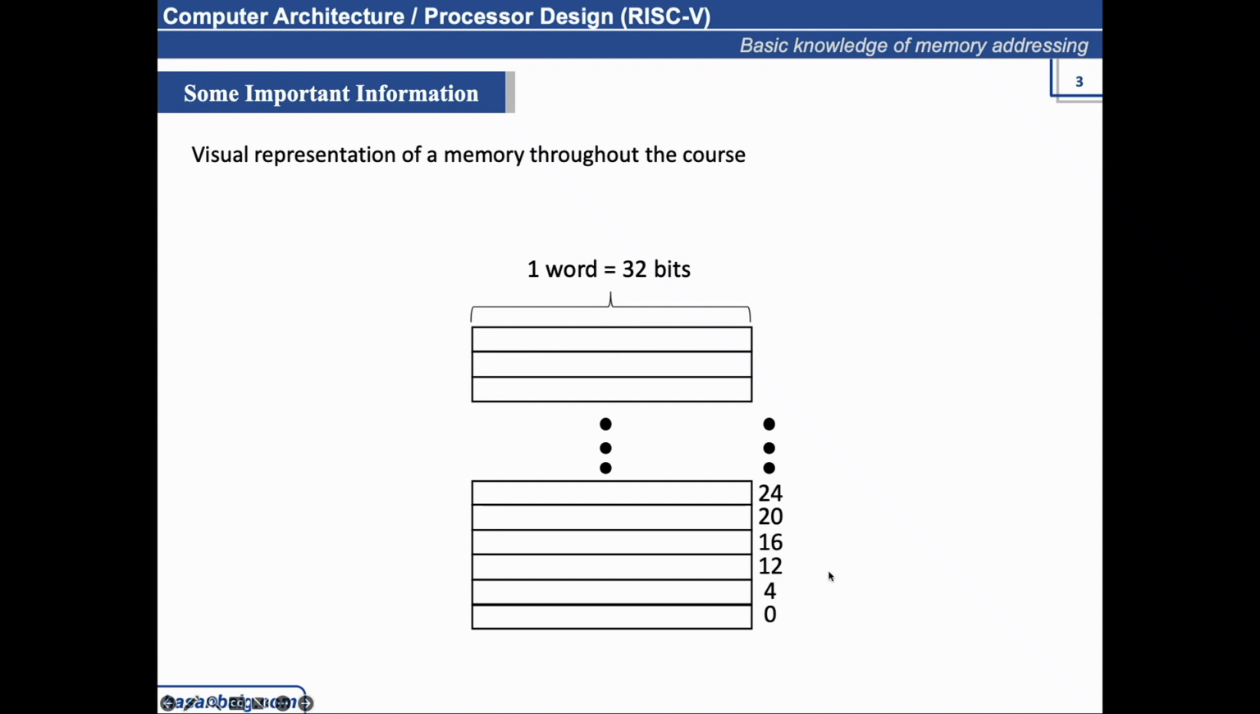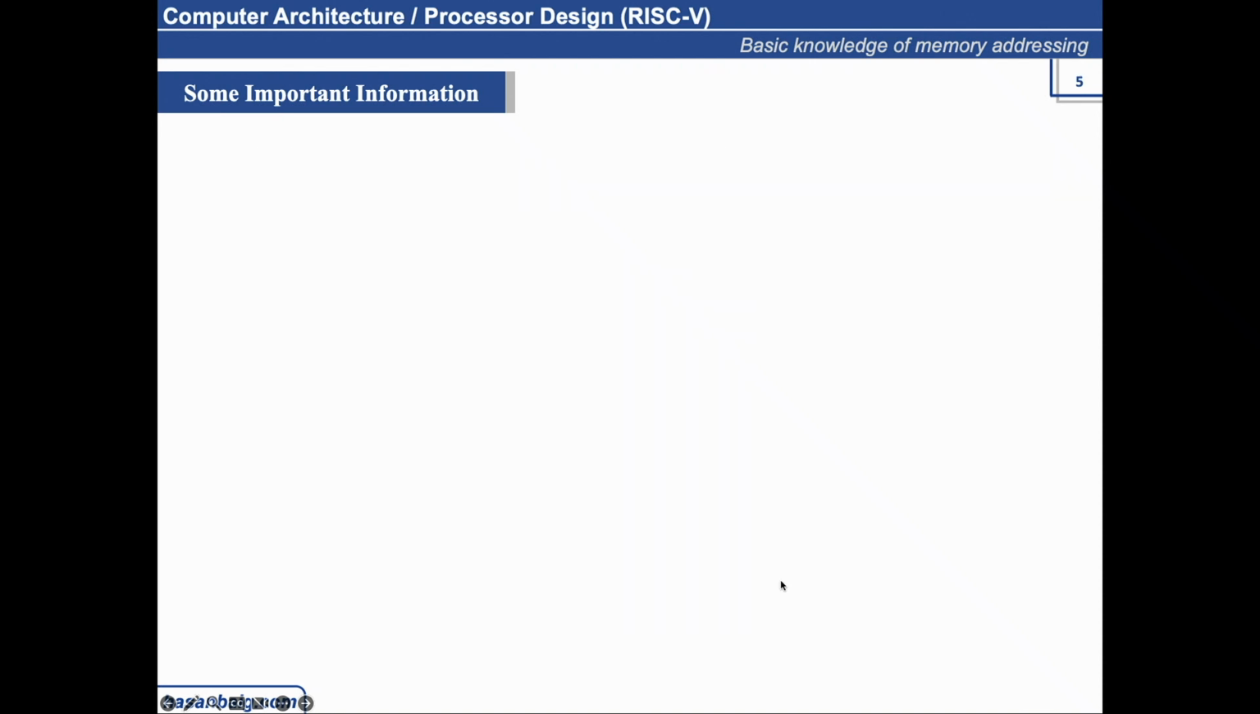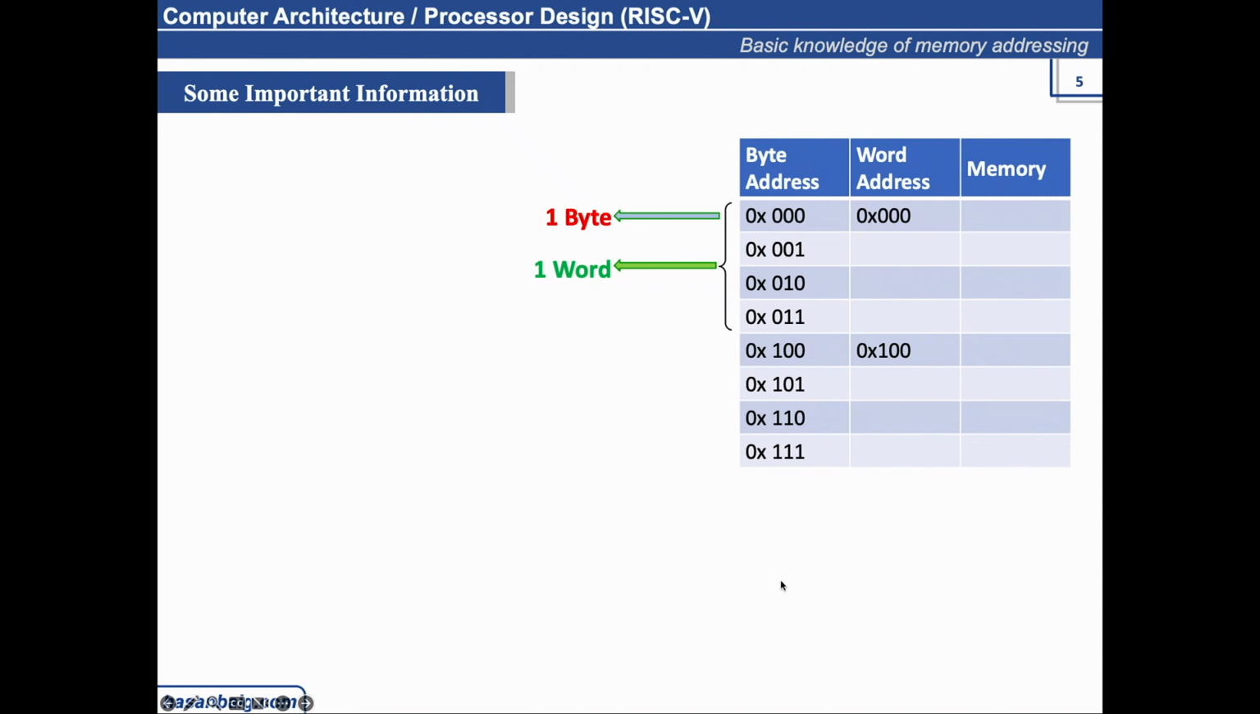I have mistakenly made the numbering incorrect, but you understand what I'm saying. This is also what we discussed last time. In this 8 byte memory, if we have to access a particular byte, we can specify the byte address. If we have to access the second word in the memory, the 0th word is this one, this is the first word, so I would specify the value 4, which is a multiple of 4.